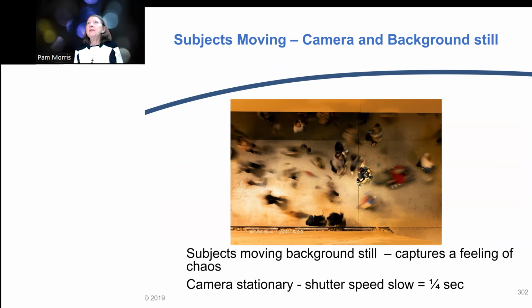The other is when we have subjects moving and they're blurred. So in this case, the shutter speed isn't the 20 seconds we had before, which completely got rid of the cars. This was taken at the Mona Gallery in Tasmania, and I wanted to capture that feeling of chaos, but I needed someone to stand still.